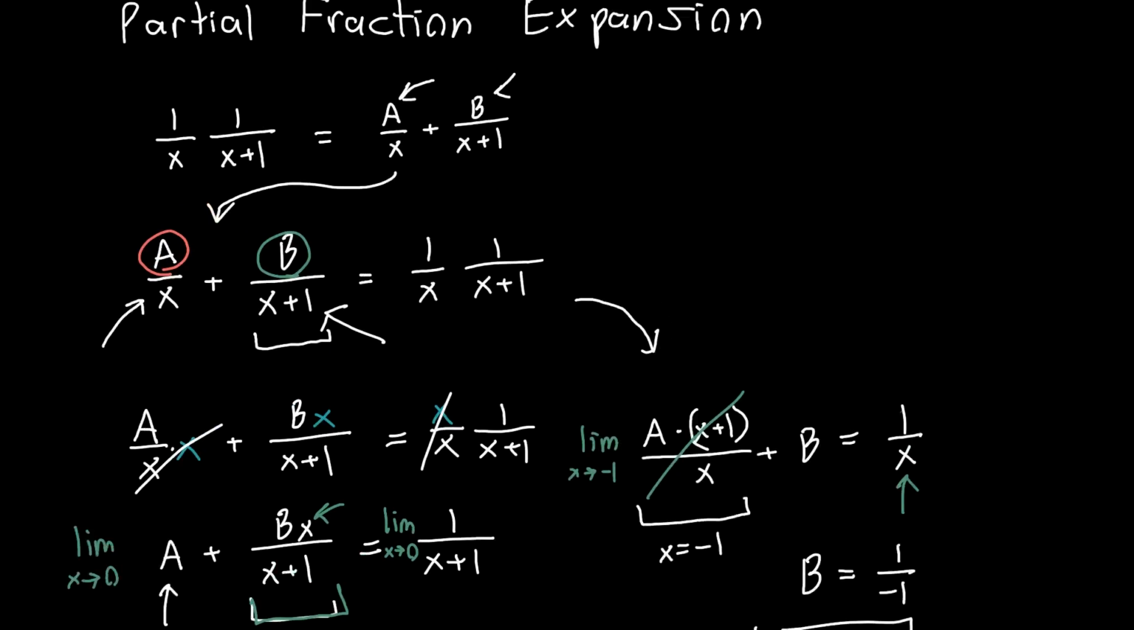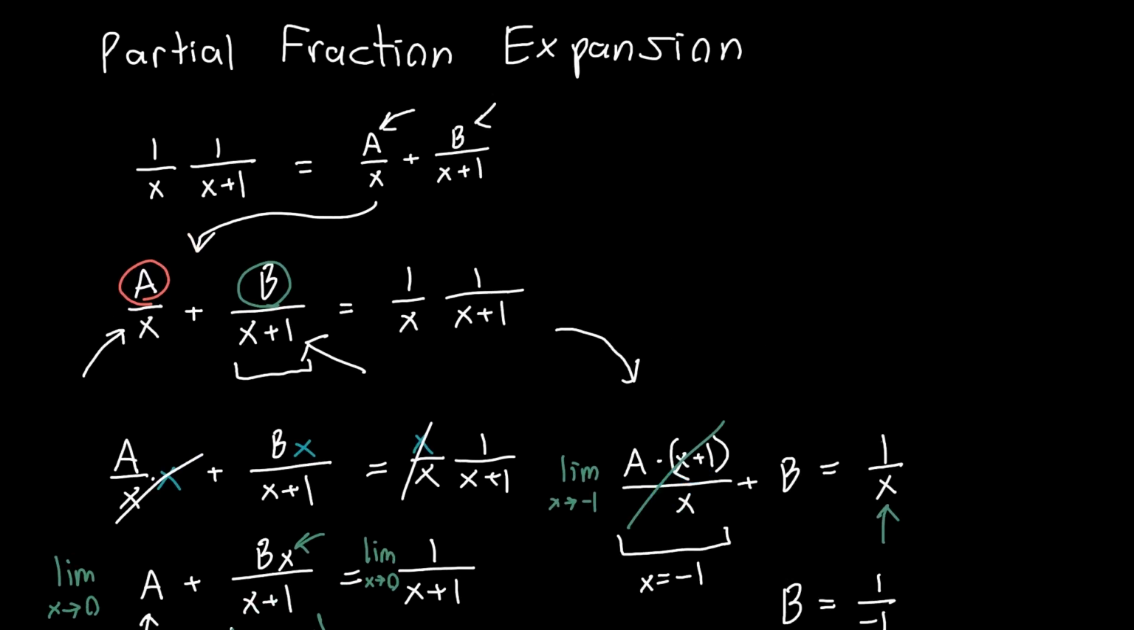So if we wanted to rewrite this original expression, we know that now a is equal to 1. So it's just 1 over x minus 1 over x plus 1. And this is our answer.